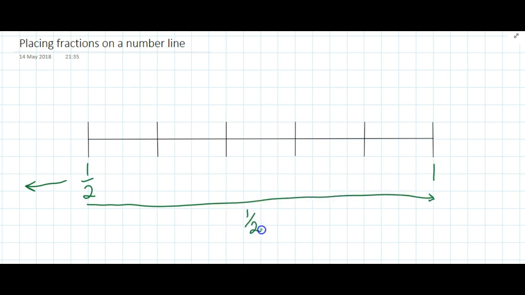Okay, so what I usually do is, as soon as I see fractions, I convert them to decimals. So I know that 1/2 as a fraction is also 0.5. So this is also 0.5.